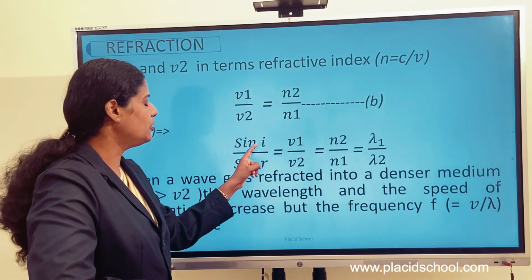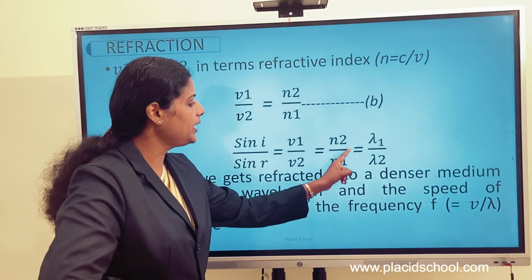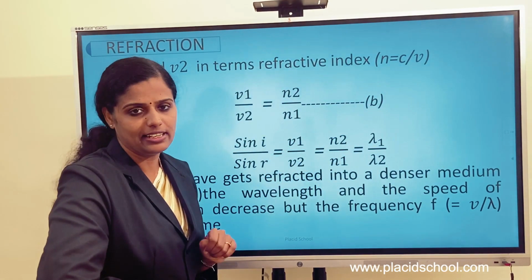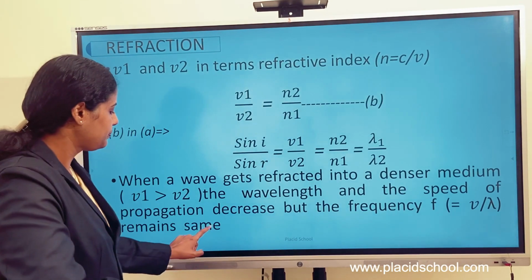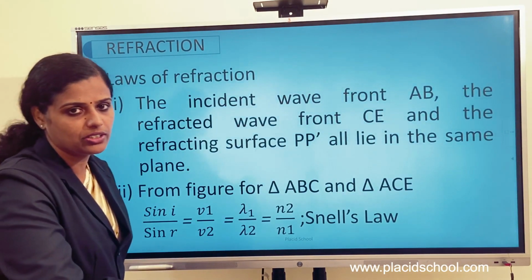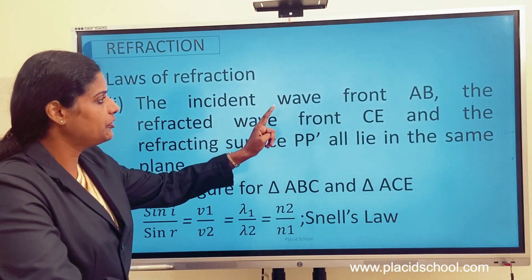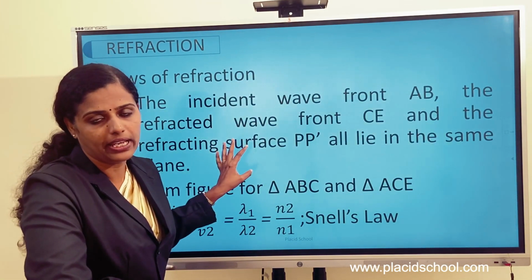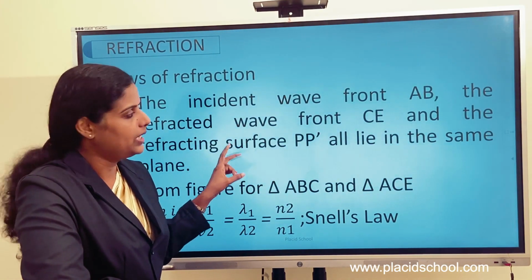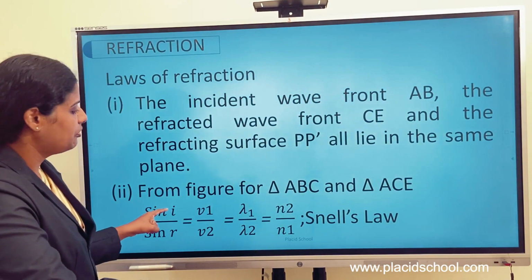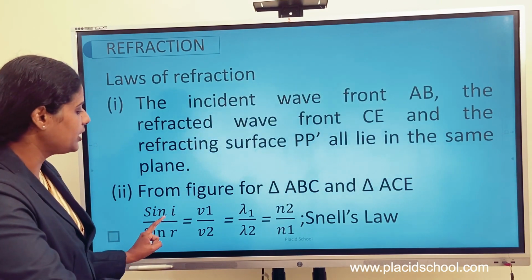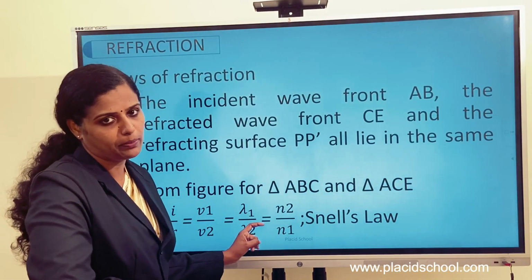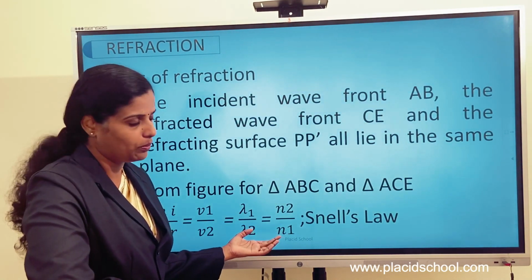And from this equation, sin i by sin r is equal to the refractive index of the medium, n21 or n2 upon n1. This is Snell's law. So we proved Snell's law here. The laws of refraction: the first one is Snell's law. The incident wavefront, the refracted wavefront and the refracting surface all lie on a plane which is perpendicular to the plane of the paper. That is the second law of refraction. Then from Snell's law, sin i by sin r equals n2 by n1, which equals v1 by v2, which equals lambda 1 by lambda 2. We already studied this in the chapter on ray optics.